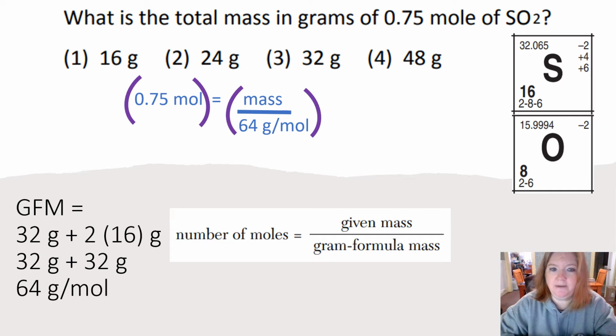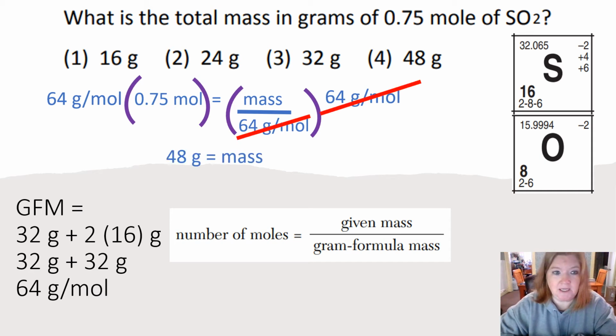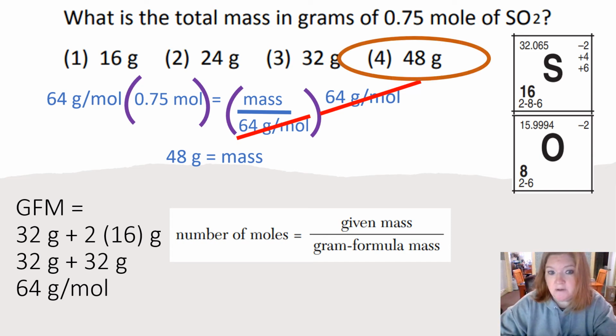So how do I do that? Well, I'm going to multiply by the number on the bottom, 64 grams per mole. Okay, that was divided, so I get rid of it by multiplying by that. That gets rid of that whole thing on that side. And I end up with 48 grams as my mass. Now, the reason why moles cancels out over here is because this is grams per mole, which means the mole is on the bottom. So 1 mole on the bottom, 1 mole on the top, they cancel out. And there's our answer.